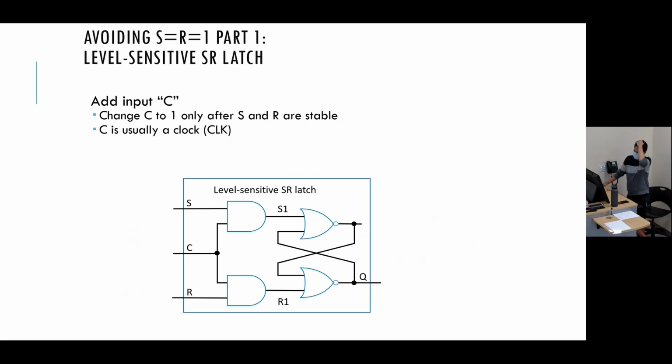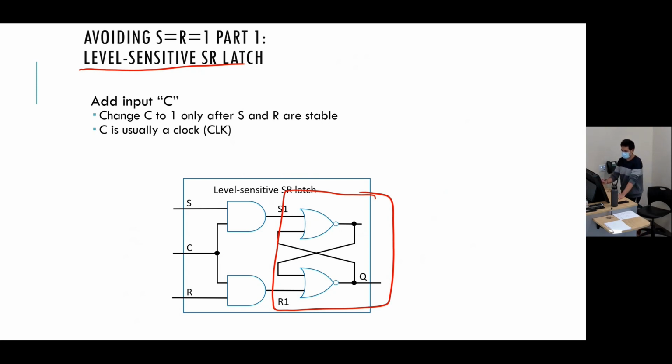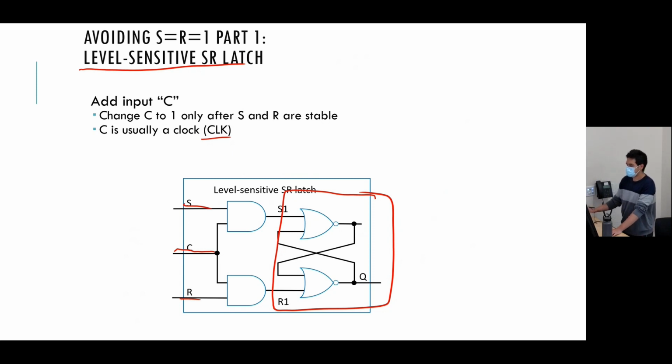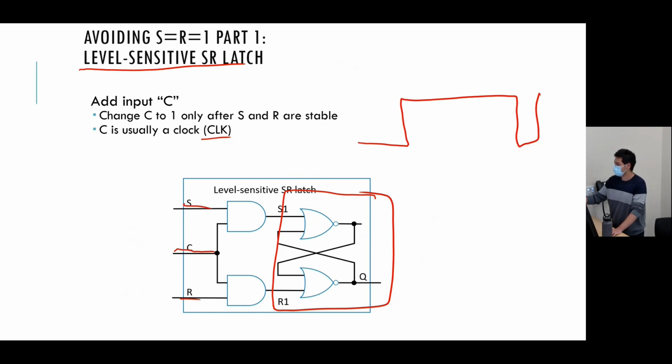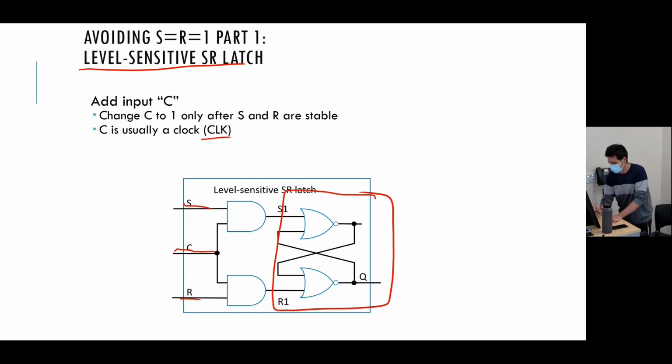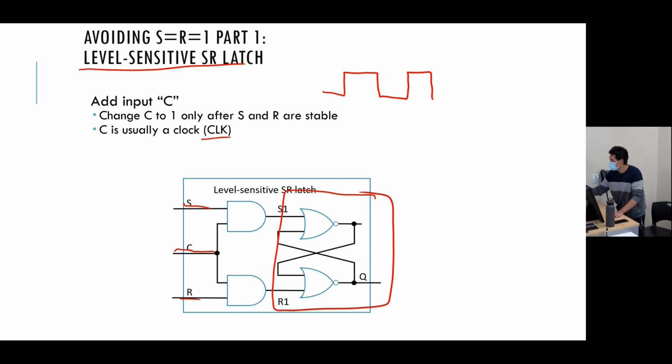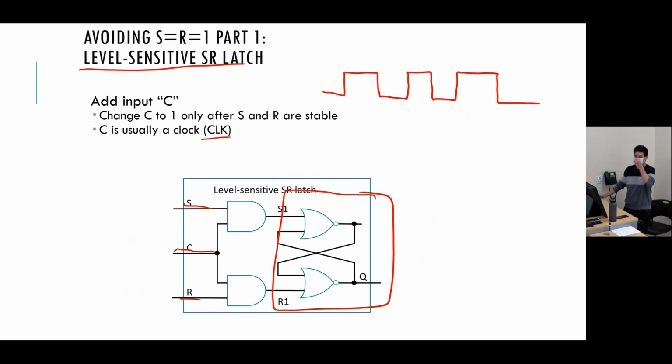So one thing that we can do is create this extension, a level sensitive SR latch. So this is our SR latch, that's what we saw before. But now rather than just connecting S and R directly, we're going to connect to this thing C. It's usually a clock, and we AND it with S and R. And your clock is like this square wave function that's periodic.